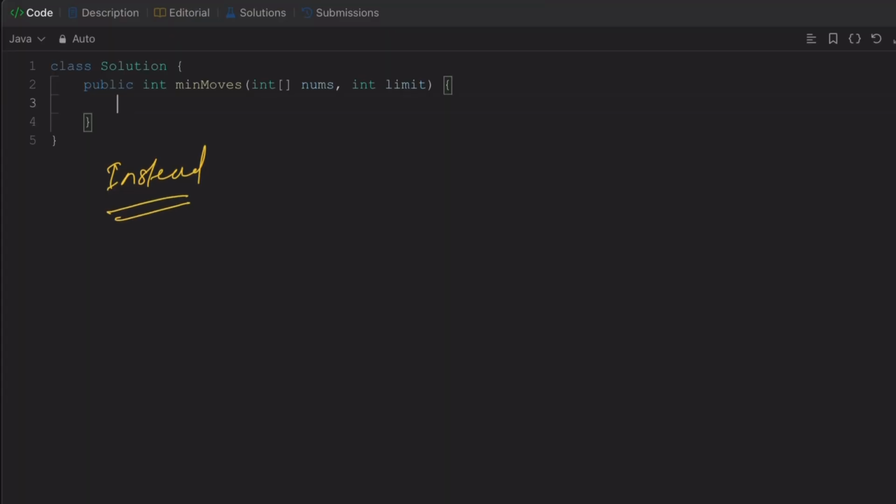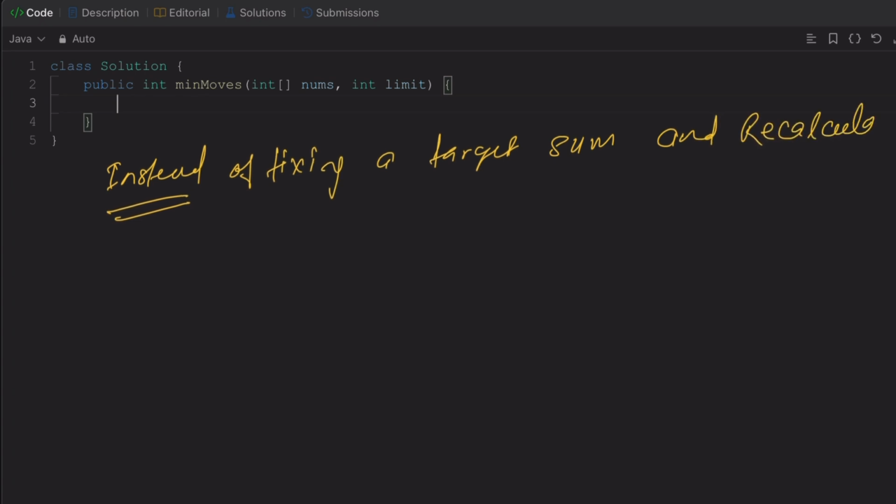Let me recap a little bit so you will understand. The very first thing is the intuition we are talking about: instead of fixing a target sum and recalculating the cost repeatedly, we are not going to fix the target sum.